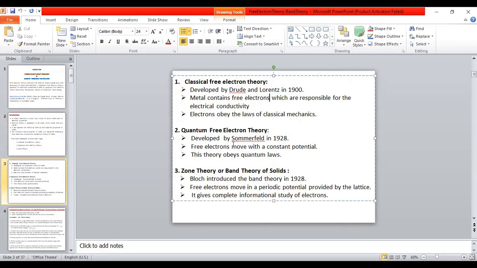The difference between quantum and band theory is that in the quantum theory electrons are assumed to move with constant potential. Here, band theory of solids, or zone theory, says that electrons move in a periodic potential provided by the lattice. That's why it could explain successfully how solids got divided into three different categories.